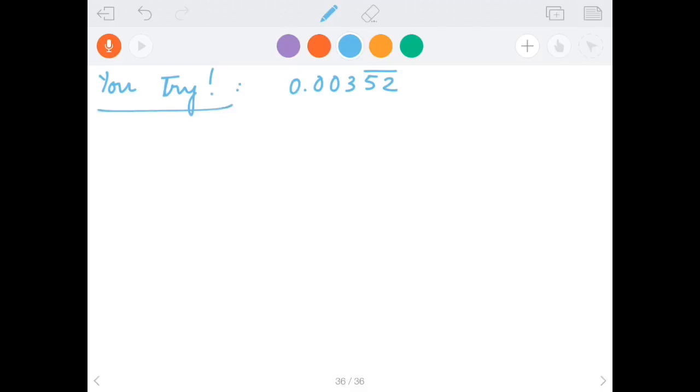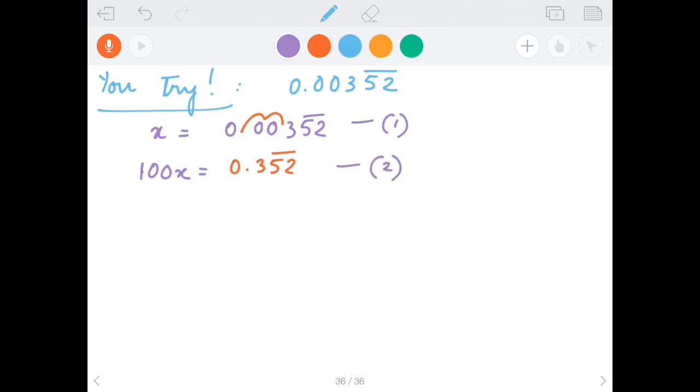First, I'm going to say x equal to 0.00352. I put that under the bar, and I see 2 digits under the bar, so I'm going to multiply it by 100. I'm going to move 2 decimal places. I'm going to get 0.352, and 52 comes under the bar, and now I'm going to subtract it as usual and find the repeating decimal places and cancel them off.